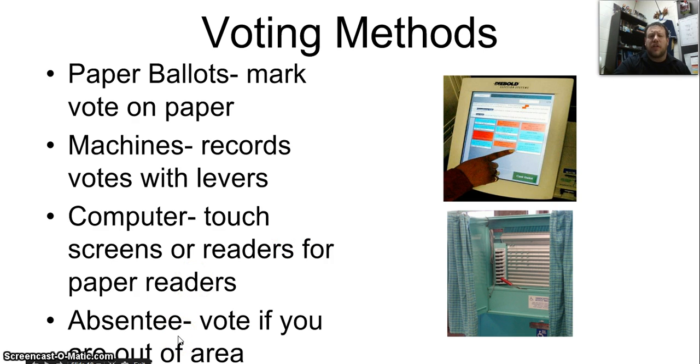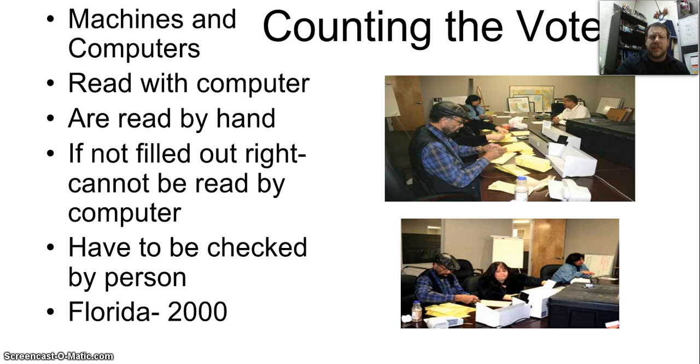If you know you're going to be gone during election time, or maybe you go away to college, and you still want to vote in your home city, you can ask. They can mail you a ballot. You mail it back by a certain time, and that's your vote there as well. So we'll talk about some drawbacks and some good things with each of these methods.